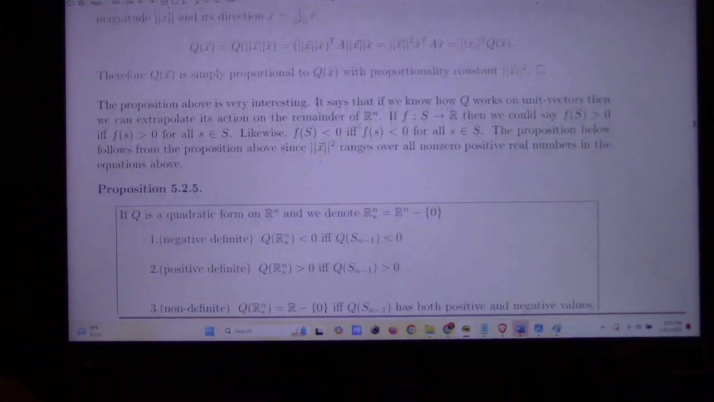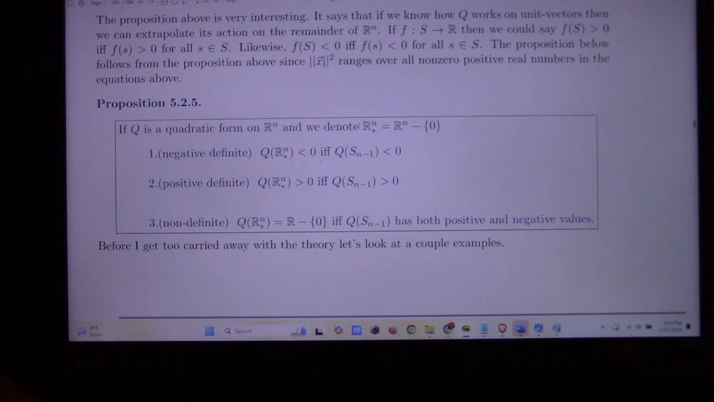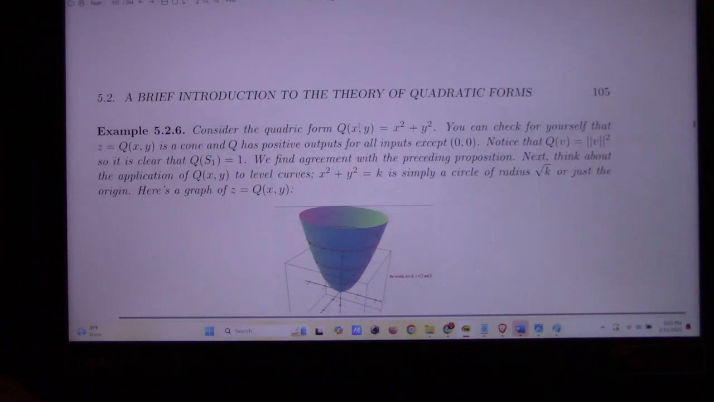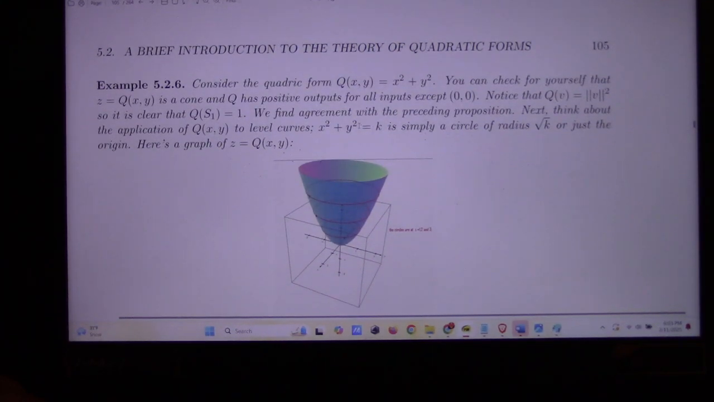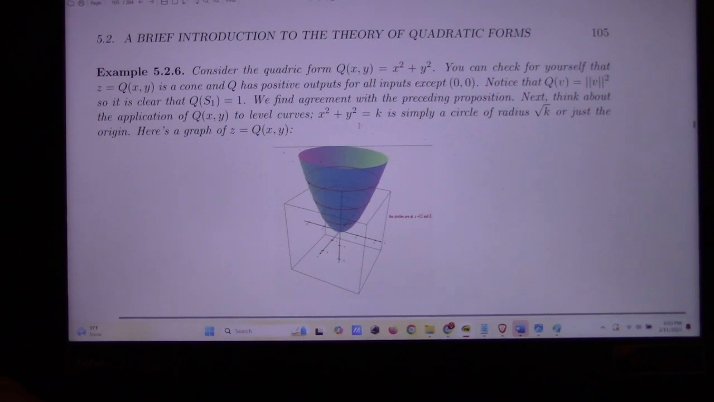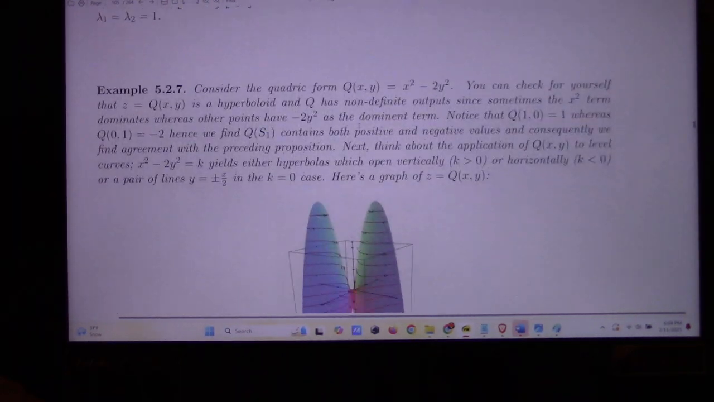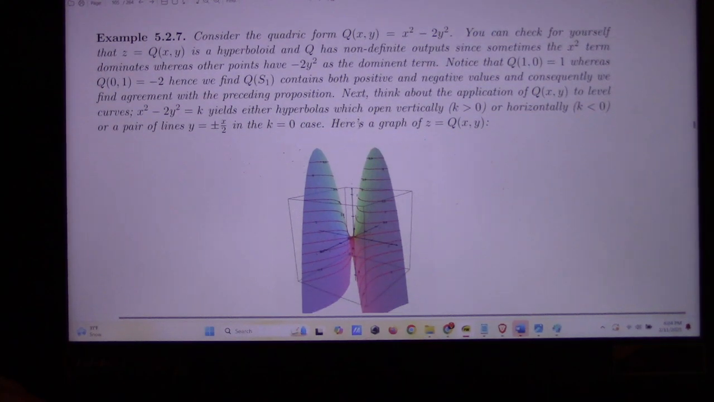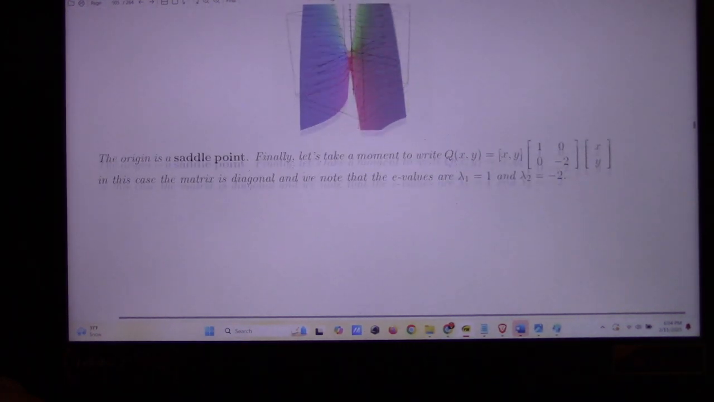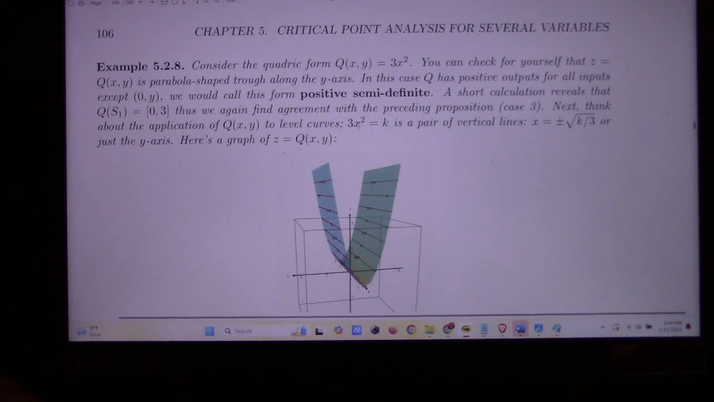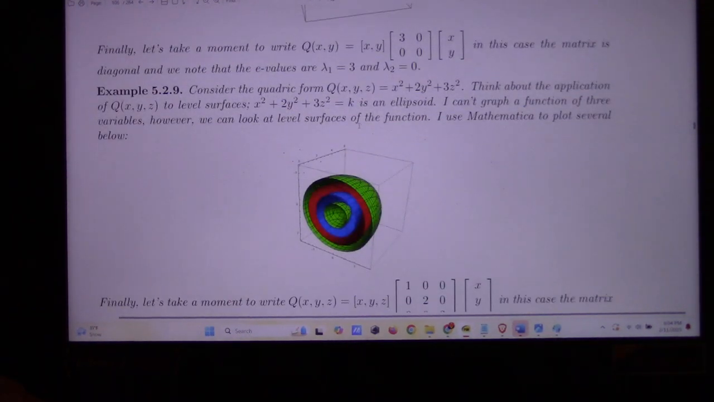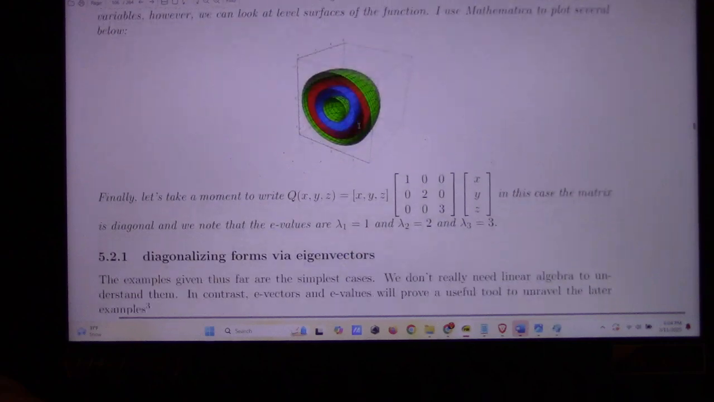Now, there's some terminology: negative definite, positive definite, non-definite. It turns out for a quadratic form, whatever it does to the unit sphere, it does everywhere else. Here's the graph of z equals x squared plus y squared. It's a paraboloid. Here is the graph of z equals x squared minus 2y squared. It's a hyperboloid, I think. Here, it's a saddle point, of course. This one is z equals 3x squared, which is a parabolic trough, I believe. And here are some level surfaces of the quadratic form x squared plus 2y squared plus 3z squared.